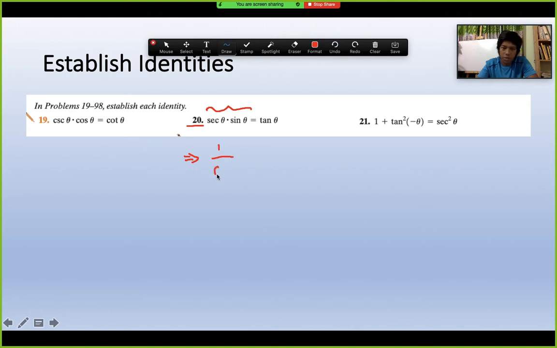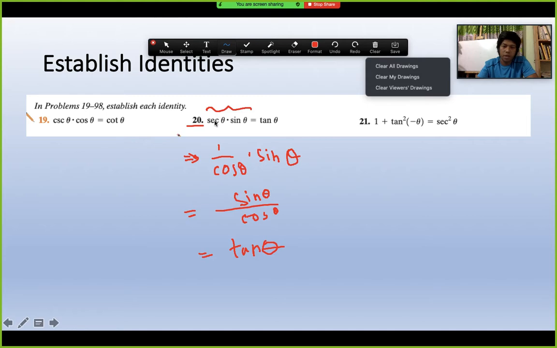So sec theta equals 1 by cos theta, then into sin theta. We can multiply it. This is equal to sin theta divided by cos theta. Now sin theta divided by cos theta equals what? Sin theta divided by cos theta equals tan theta. So we have got our right hand side. That means this identity is established.